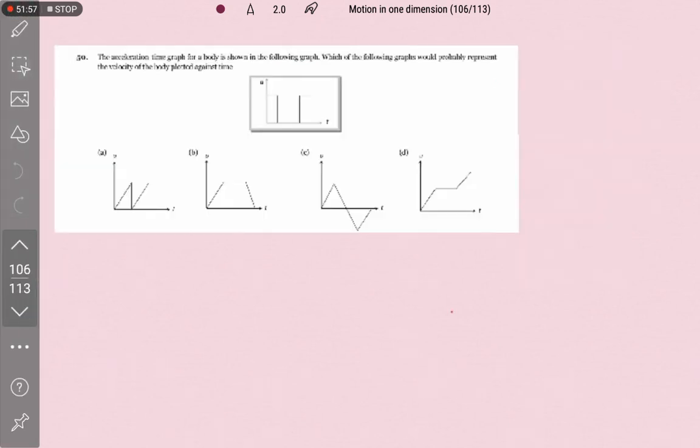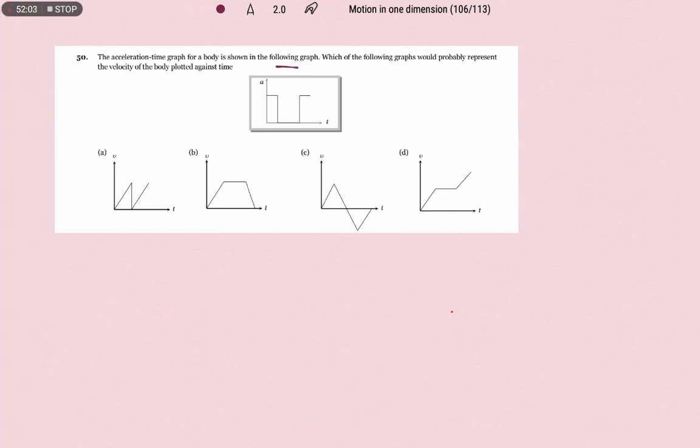Let us see the next one. Here is the acceleration time graph for a body shown in the following graph. Which of the following graphs would probably represent the velocity of the body plotted against time? So see the acceleration time graph. Here acceleration is constant, and it is positive.